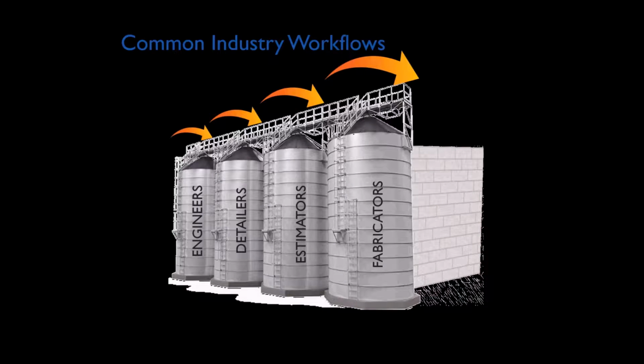Part of the problem is the silo approach to data handling. An engineer amasses his information and dumps it into a silo, which then goes over to the detailer. The detailers do their job and then hand off everything to estimators, who in turn hand off everything to fabricators. This silo approach is often fraught with inconsistencies and inability to manage data in an efficient manner.